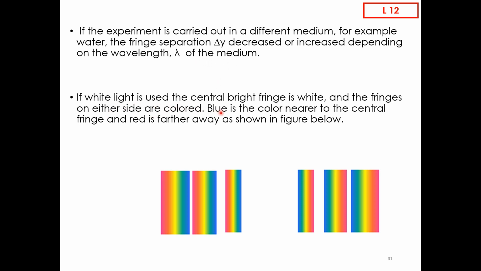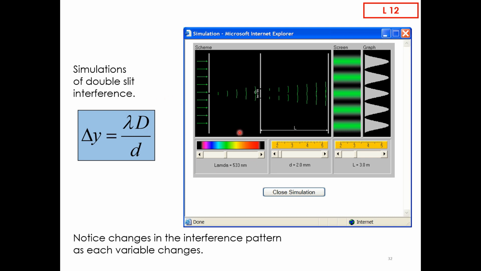If white light is used, the central bright fringe is white and the fringes on either side are coloured. Blue is the colour nearer to the central fringe and red is farther away, as shown in the figure below. Here is a screenshot of the simulation of the Young double slit experiment. If we keep capital D constant and use a bigger lambda, lambda and delta y are directly proportional, so the interference pattern becomes wider.